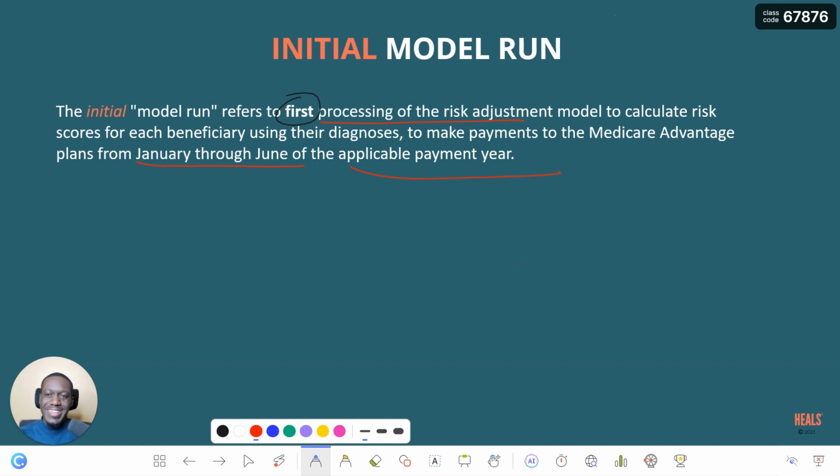So the initial model run is the first. We learned about the process of executing the risk adjustment model to determine risk score as the model run from last week. So doing that, the first one in doing that for a payment year is initial model run. And then it is to make payments. We learned about that last week to Medicare Advantage plans. And because it's initial, the time frame is the payments through January through June for the applicable payment year. And we talked through payment year from our last series from last month.